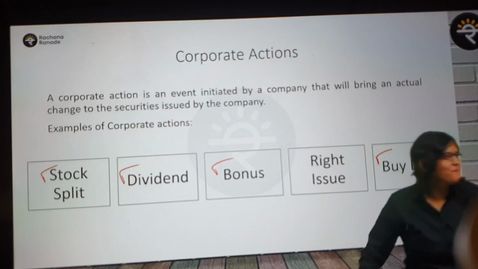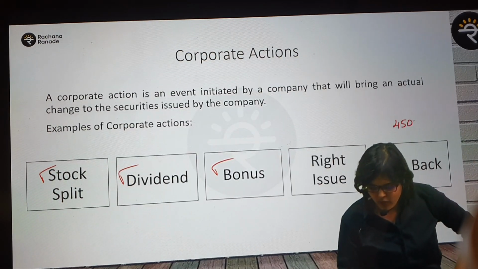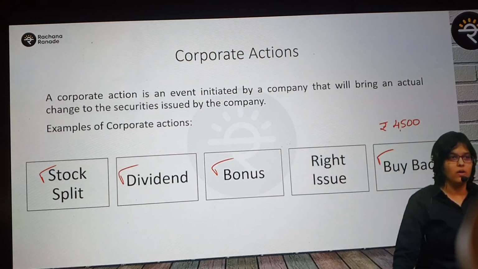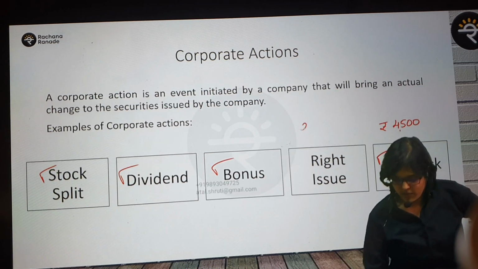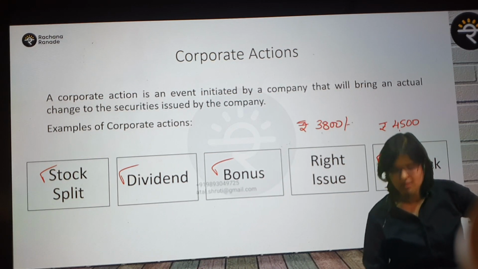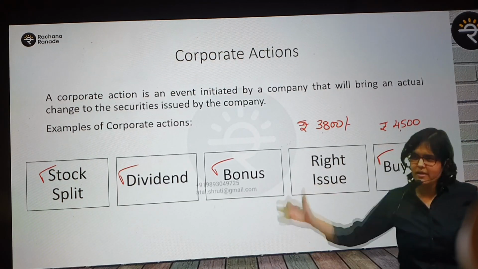Any recent example of a company? That is why I took it right now. Recently, TCS came up with a buyback offer at 4,500 rupees. And the trading price was somewhere around 3,800 rupees, in the range of 3,400, 3,500, 3,600, 3,800.